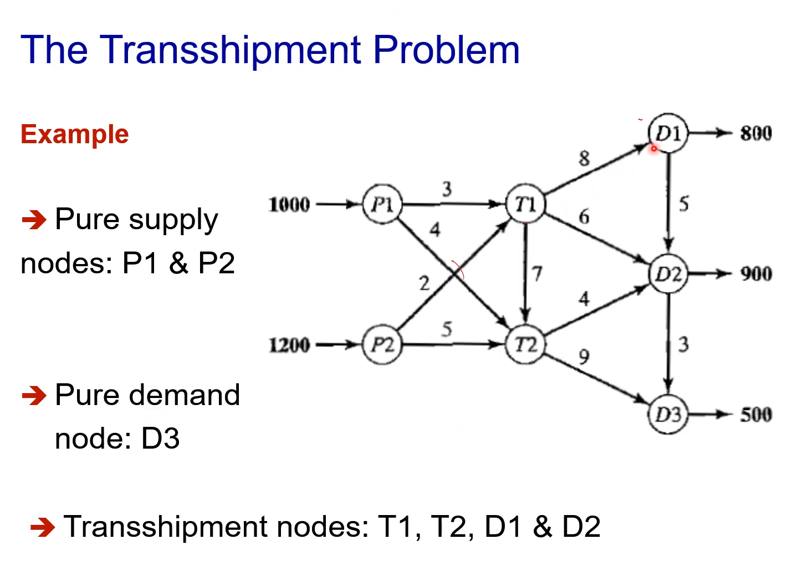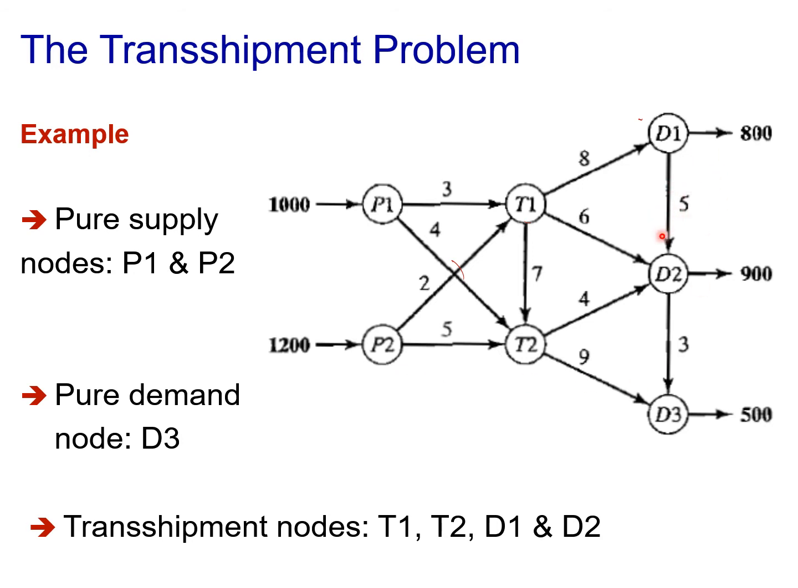And the others, look at the others, T1, T2, D1, D2. They may have their own supplies, their own demands. It's not important. Look, D1 has its own demand, D2 has its own demand. But the important thing about T1, T2, D1, D2 is they can both receive and send. And if both receive and send, we call them transshipment nodes. And these nodes are the transshipment nodes for this example.